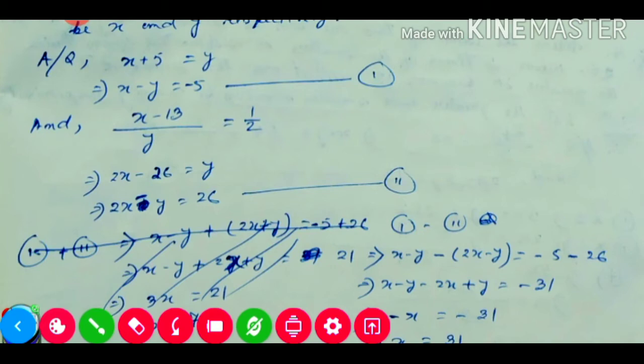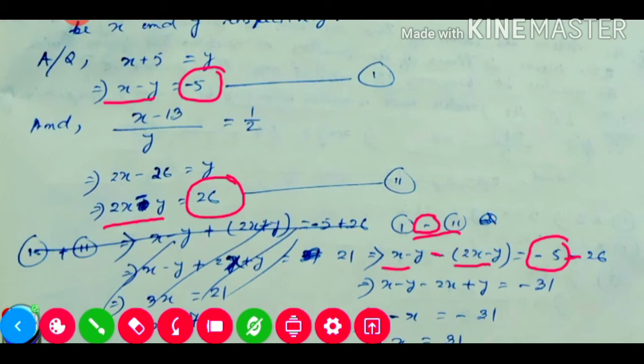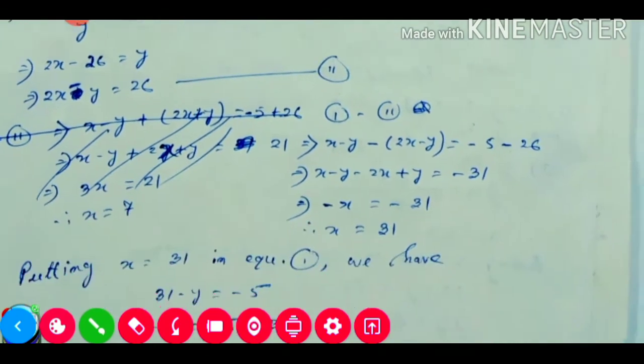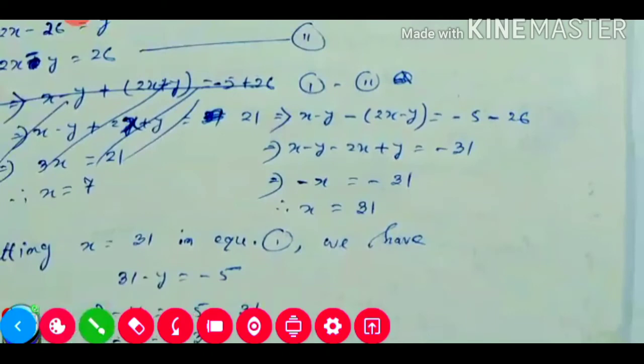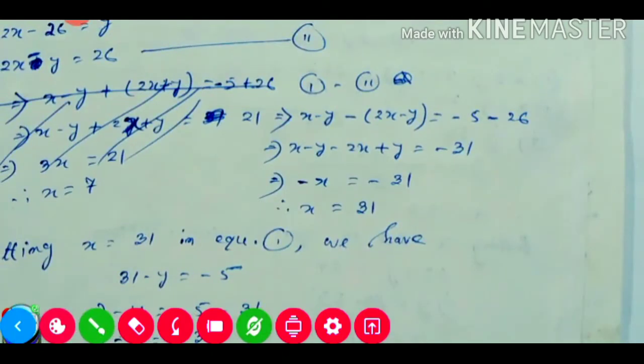So the left hand side of equation number 1 is x minus y, so x minus y. And this minus sign will be here. And equation number 2, left hand side is 2x minus y, so 2x minus y. We need to keep this in brackets because it is combined. Is equal to equation number 1 right hand side, minus 5, so minus 5. And this minus will be here. And equation number 2 right hand side 26, so 26. Now we will take this out from the bracket. So it will be minus 2x and minus minus plus y.